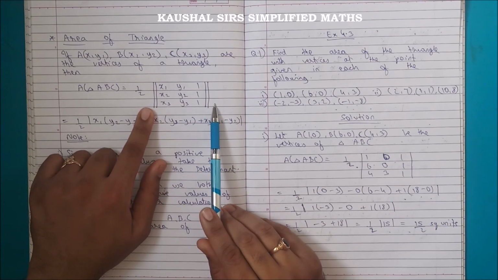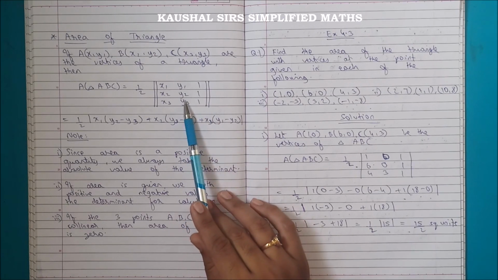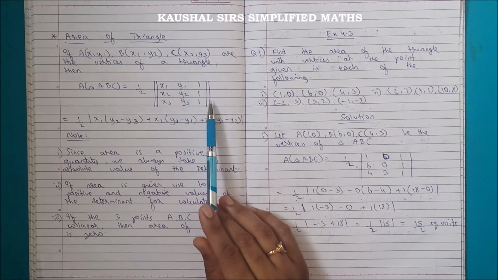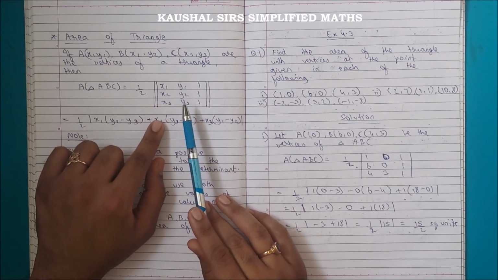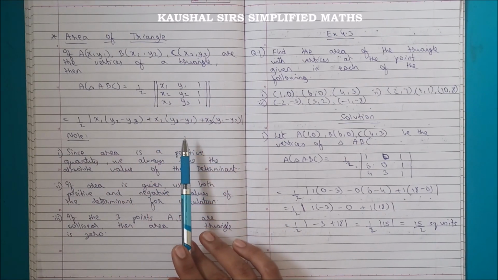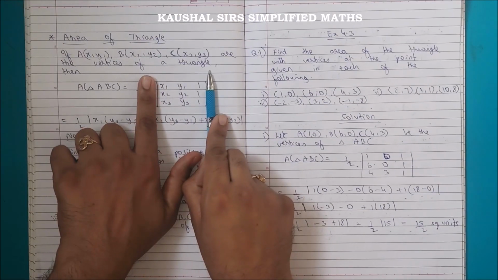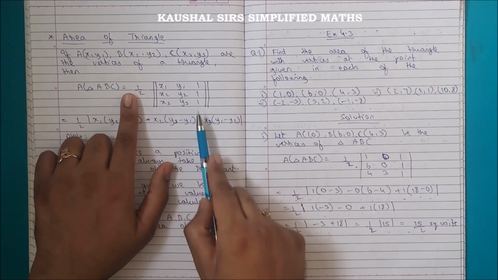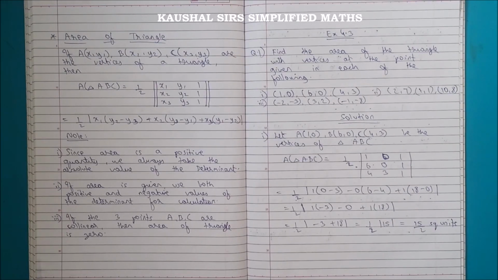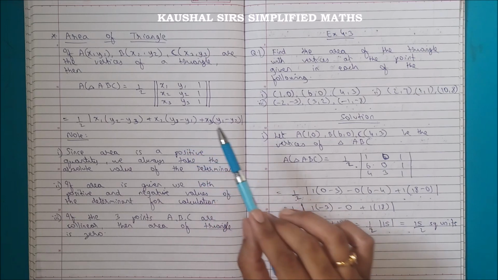नाउ वाई वी आर टेकिंग मॉड्यूलस बिकॉज व्हेन यू एक्सपांड द डिटर्मिनेंट एंड इन केस इफ यू आर गेटिंग द आंसर एज नेगेटिव तो हम लोग क्या बोलेंगे, बिकॉज ऑफ द मॉड्यूलस इट इज गोइंग टू बिकम पॉजिटिव. Okay, so that is only the reason we are putting two vertical lines, and it's okay if you don't put two vertical lines and if you just write half of determinant of this. In case determinant negative आ रहा है तो लास्ट में आपको एक कंक्लूजन लिखना होगा कि since the area cannot be negative therefore area of the triangle is this.